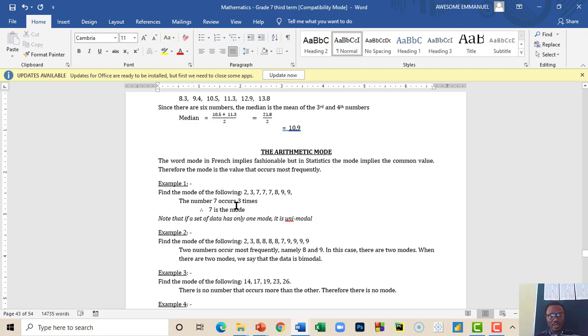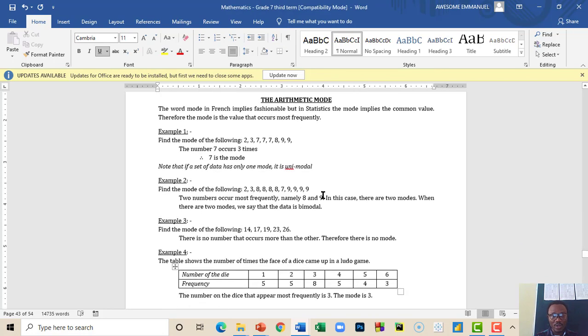So given the set of data 2, 3, 7, 7, 7, 8, 9, 9, the mode is 7. Now note that if a set of data has only one mode, it is called unimodal. In this case, this is just unimodal. But if a set of data has 2 modes, it is called bimodal. Take note of such things when it comes to objective questions.